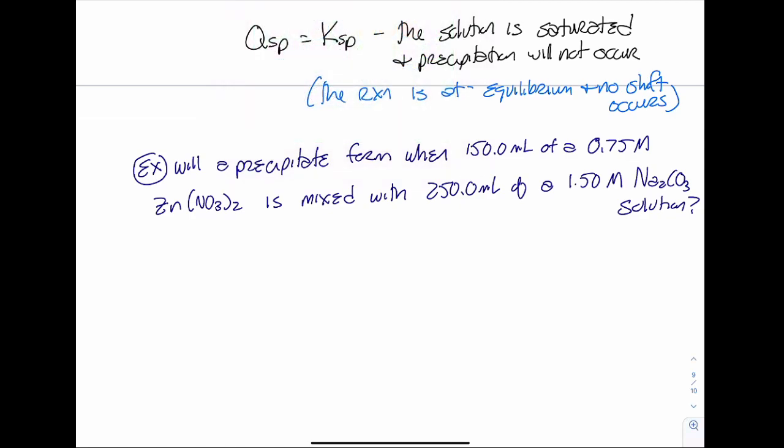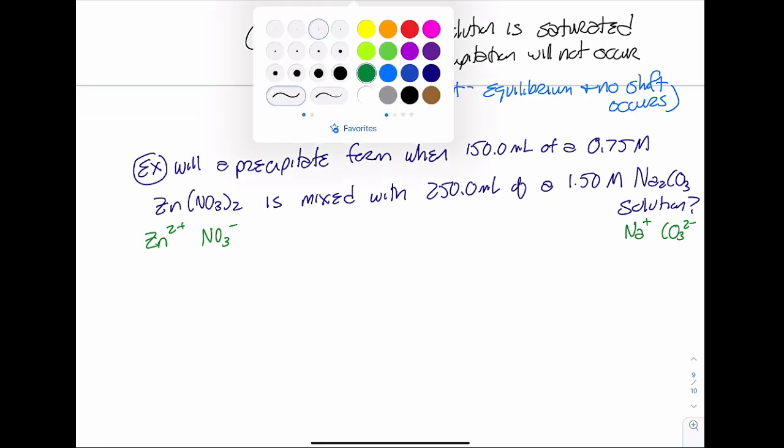I'm going to kind of do this a shortcut way. So I know that zinc nitrate is going to separate into zinc ions and nitrate ions, right? Over here I have sodium ions and carbonate ions. And there would be 2 sodium, there would be 2 nitrate. I don't really care about that right now. I just care about what the ions are. So I know when I take these 2 solutions, and both of these are soluble, so they would split into ions like this, I'm going to have a double replacement reaction.